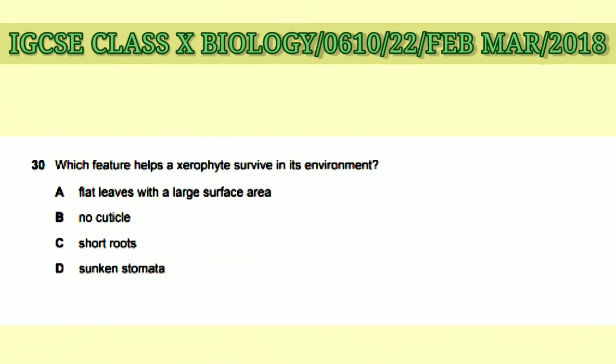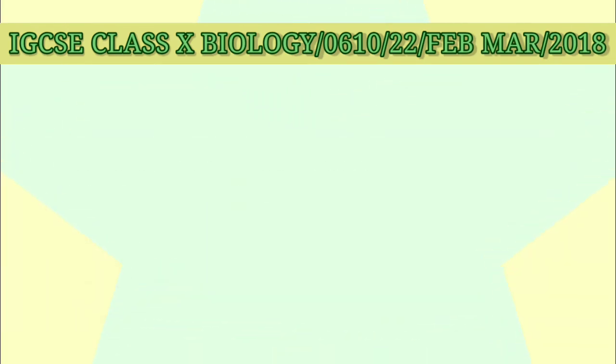30th question. Which feature helps a xerophyte survive in its environment? A. Flat leaves with large surface area. No, they do not have large surface area. No cuticle, they have thick cuticle. Short roots, no, they have long roots. D. Sunken stomata. That is the correct answer. This feature helps them in reducing water loss by transpiration.